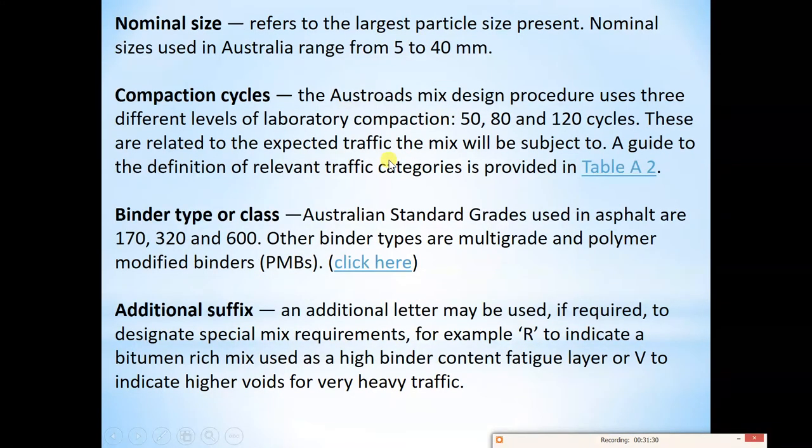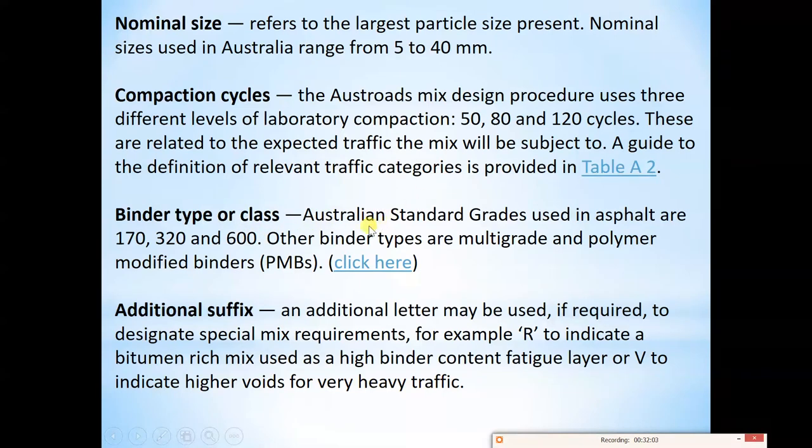Okay, so that's about the nominal size. Compaction cycle, I think we have looked at that before. This is about the type of traffic, whether it's light, medium, heavy, or very heavy. So the 50 is for light traffic, 80 is for medium, and 120 is for heavy traffic. Okay. The binder type or class.